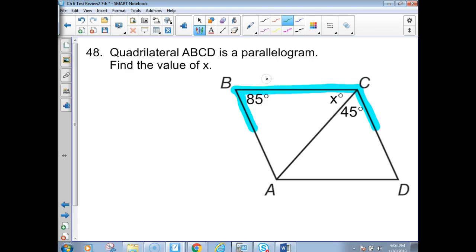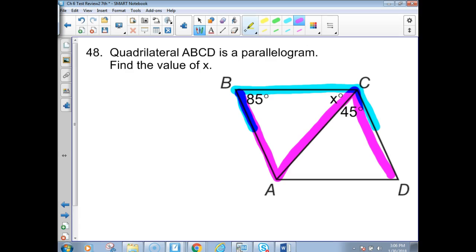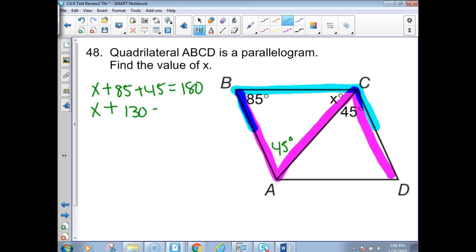If you see it as alternate interior angles, you may be looking at this and saying, I can put 45 here. And then I will have a triangle whose angles add up to what? What do the angles of a triangle add up to? 180. So no matter what you do, this plus this plus this is 180 going that way or inside the triangle. So 85 plus 45, that's 130. And we subtract 130 and get x is 50.